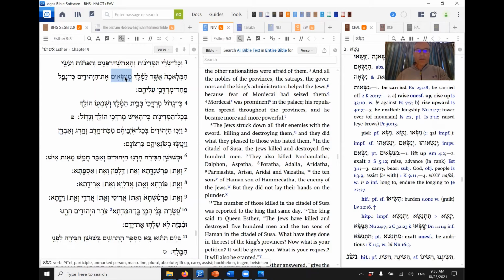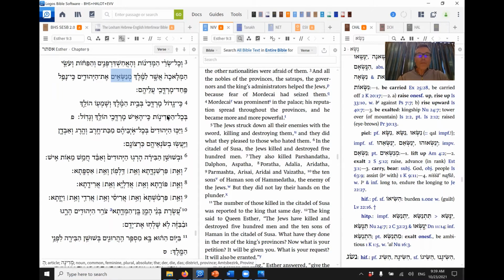So this is a participle. This is a plural participle, masculine plural, from the root nun, sin, aleph, and they were helping. And the simple point here is that in classical biblical Hebrew, the participle would not be used to carry the story forward like this. So an example of late biblical Hebrew, and we have the same thing.